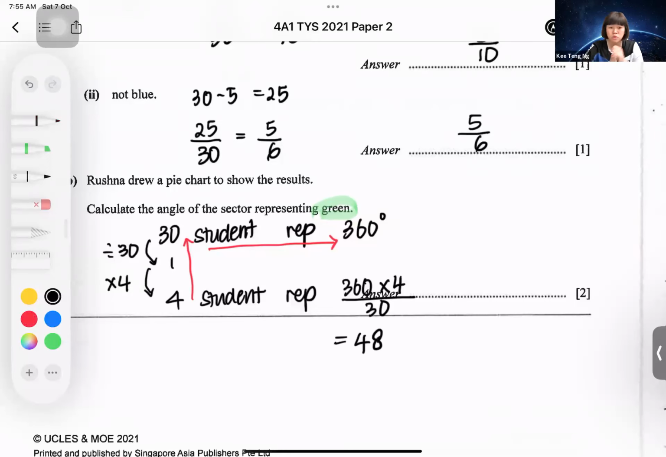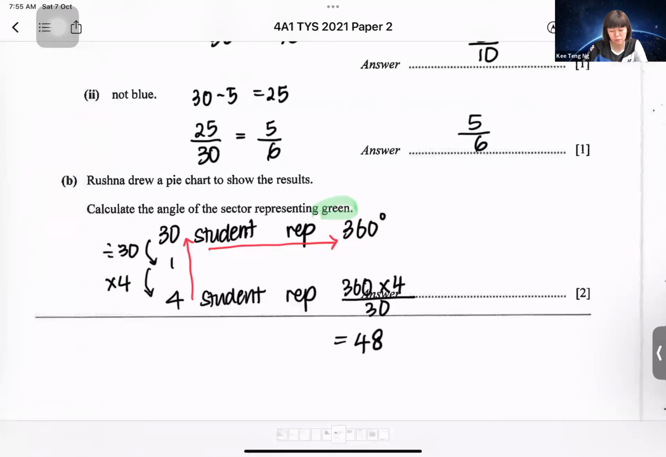Now, I advise you not to do calculations in between because they may have decimal places. So if decimal places come up, please use fractions. Okay, so the answer over here is 48.